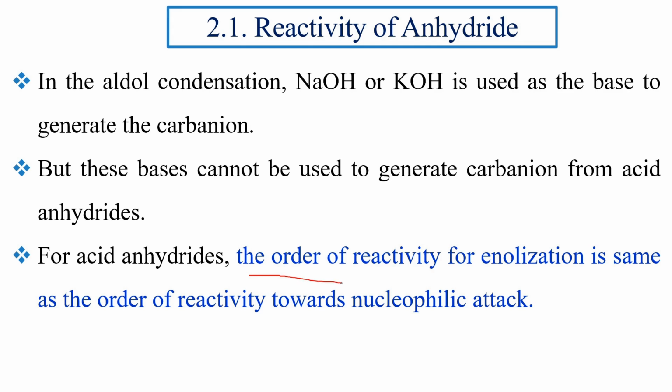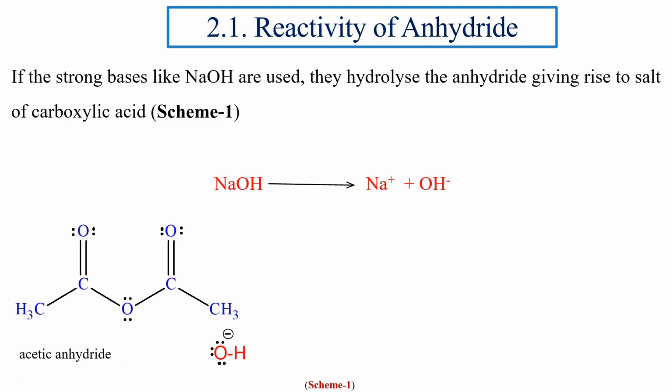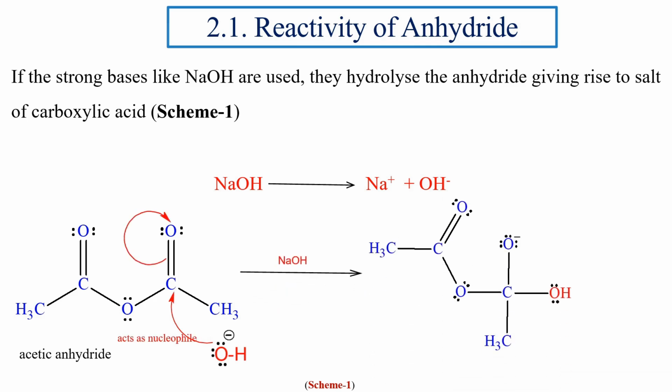Let us understand this point more clearly by looking at the reactivity of anhydride with strong and weak bases. If strong bases like sodium hydroxide are used, they hydrolyze the anhydride, giving rise to salt of carboxylic acid. Sodium hydroxide dissociates into sodium plus and OH minus ions. If OH minus ion attacks the acetic anhydride as a nucleophile, then we will get an addition product like this.